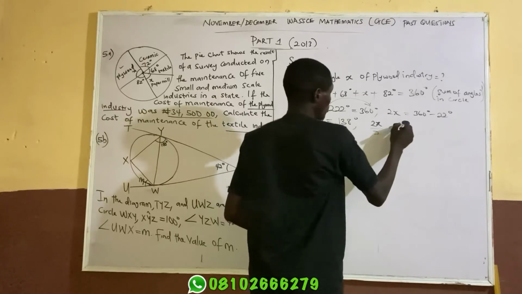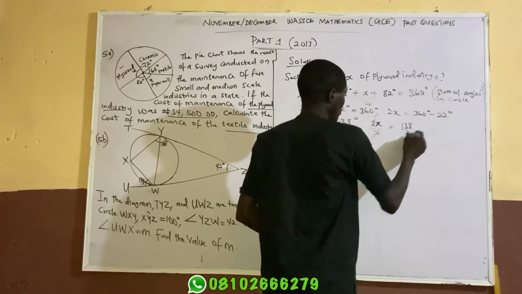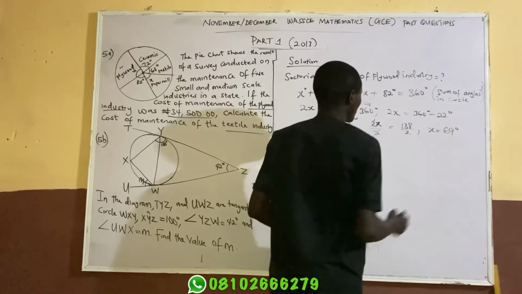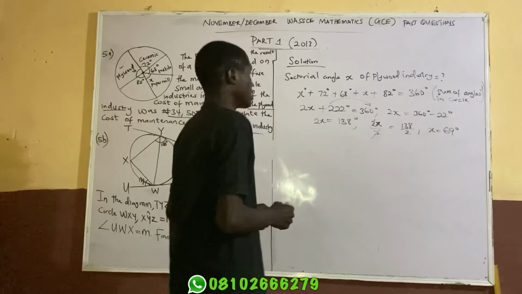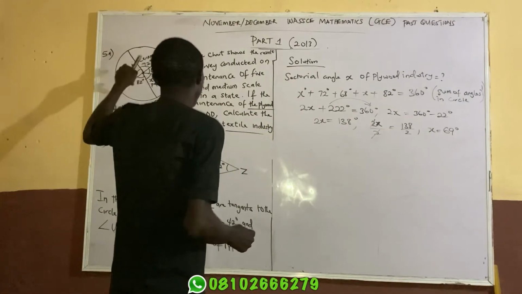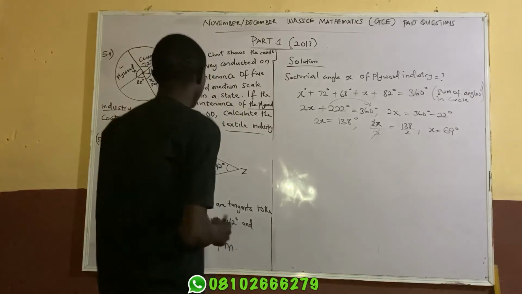But it's equal to 138 all over what? So this one cancels out. X is equal to 69 degrees. So x is equal to what? 69 degrees. We have obtained the sectorial angle of the plywood industry, 69 degrees. So if x is 69 degrees, then what?